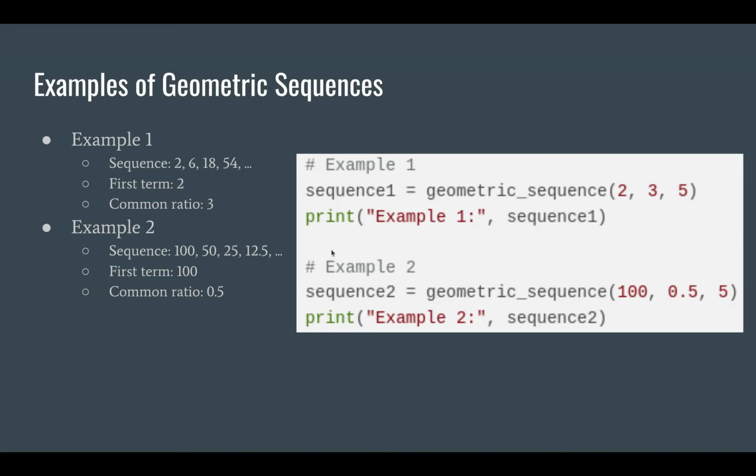And we can use the geometric sequence function that we defined in the previous slide and provide the appropriate values of A, R, and N as input.